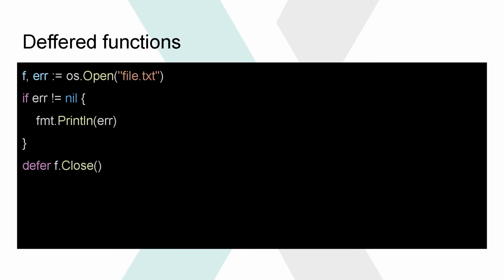So for example, when we open a file, for example, file.txt, we check for error, and to not forget to close this file, we can defer our function so that we can be sure it will be called right at the bottom of our function.